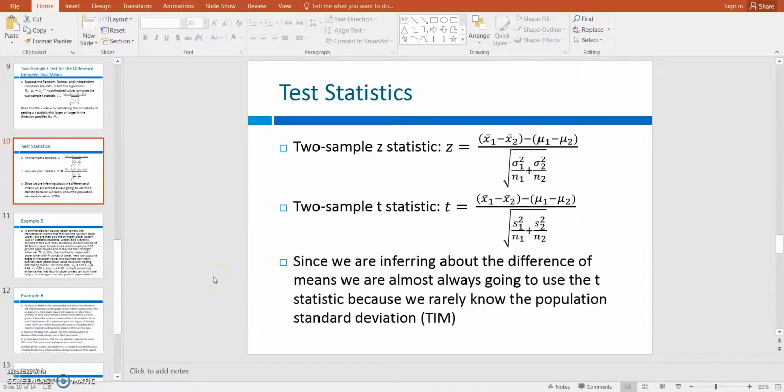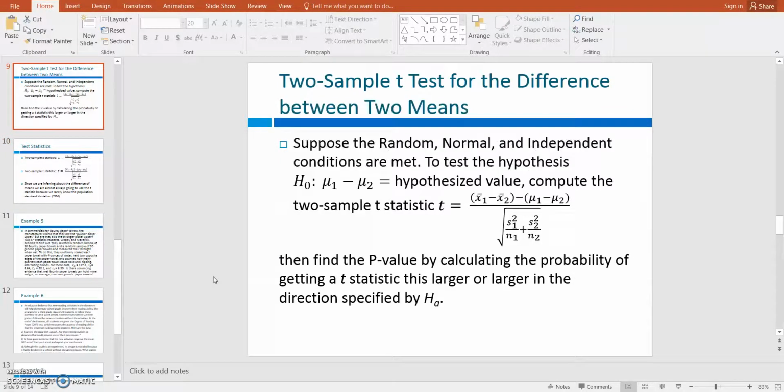Hello, hello. Here is our last installment of our 10.2 notes for comparing means. So today we're going to be talking about two sample t-tests for the difference between two means.